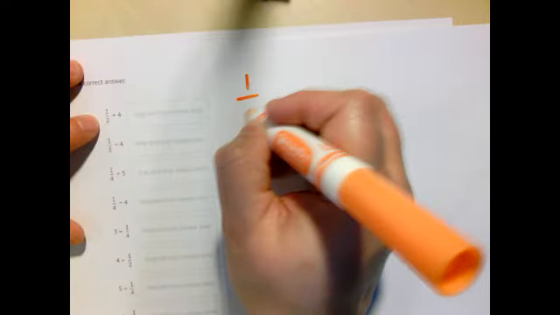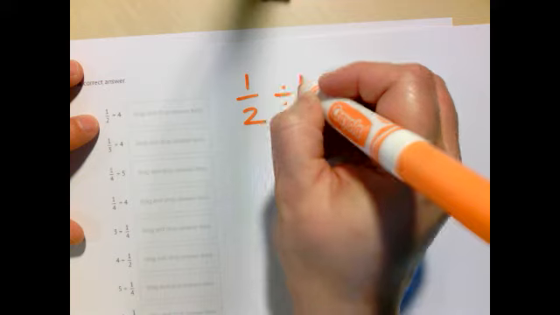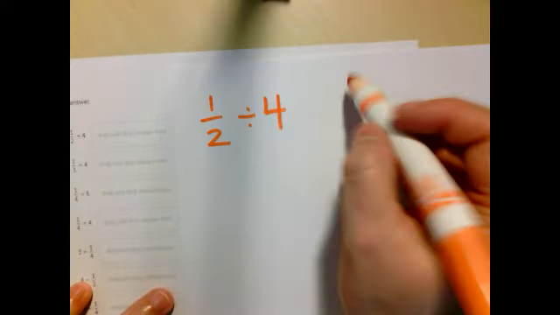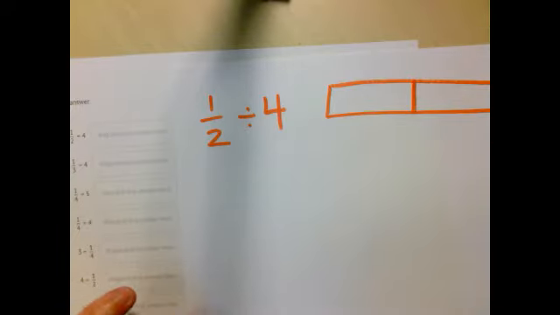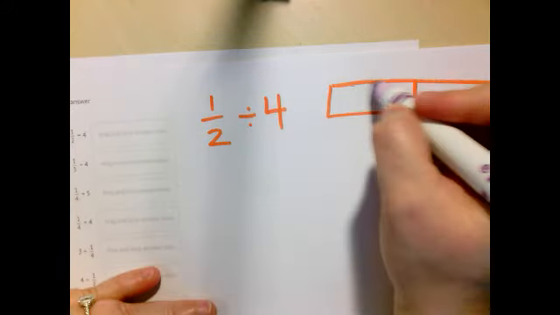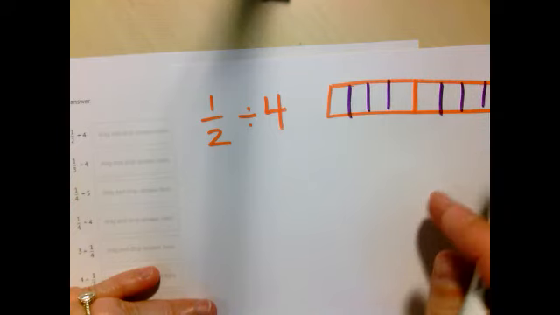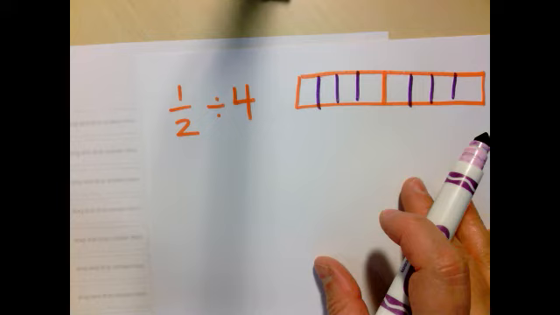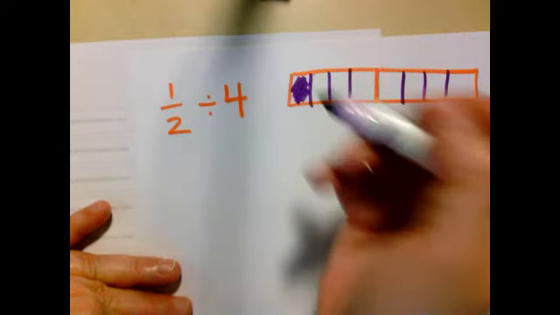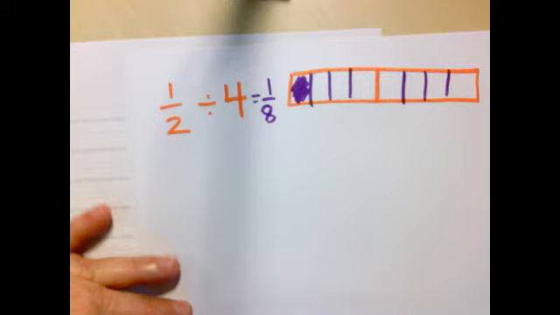Our first problem is 1/2 divided by 4. So remember what that would look like would be taking 1/2 and dividing it into 4 pieces. But remember, I have to acknowledge the entire thing, that there's a whole, so I have to divide both halves. So then how many little pieces do I have? What would one piece be equivalent to? One piece would be equivalent to 1/8.